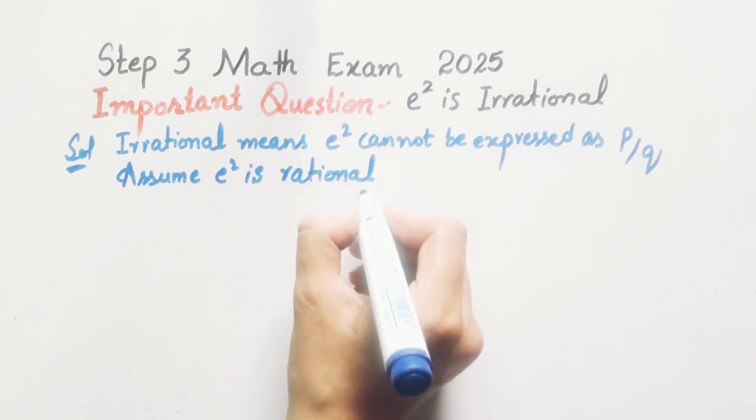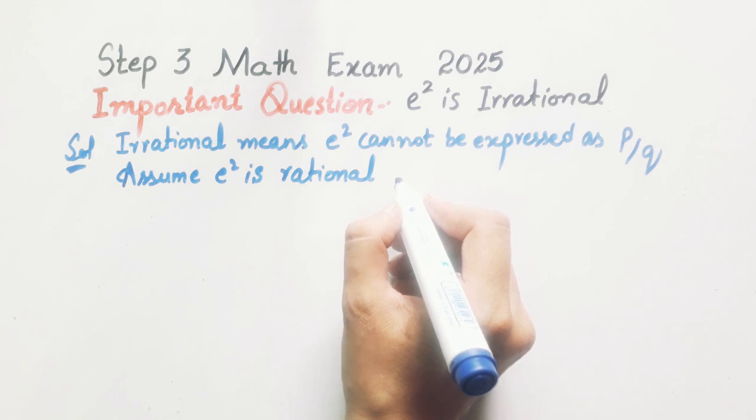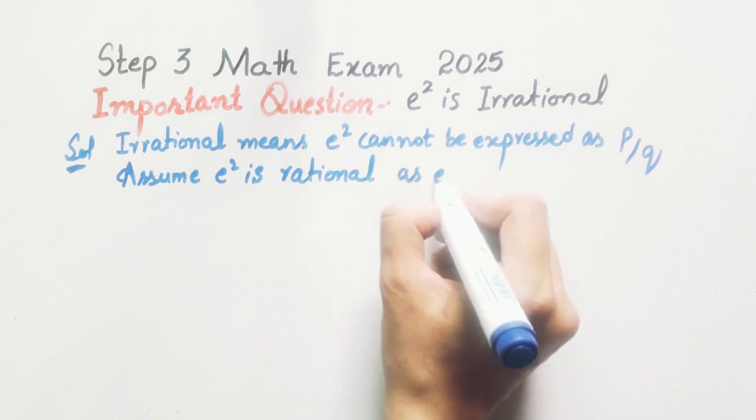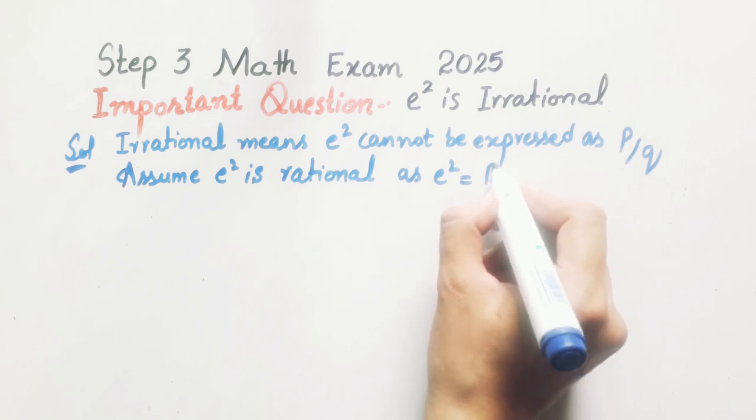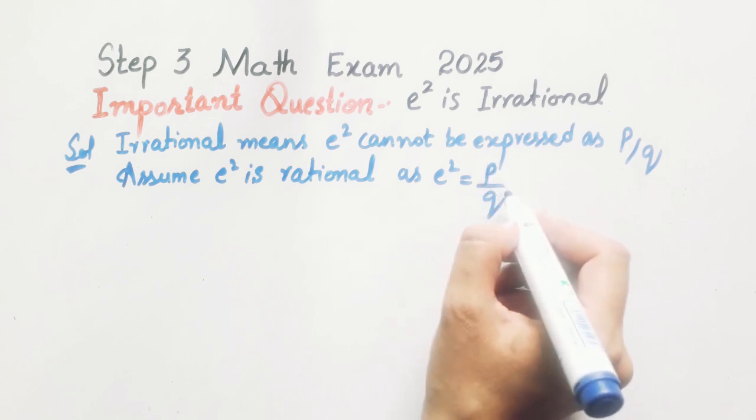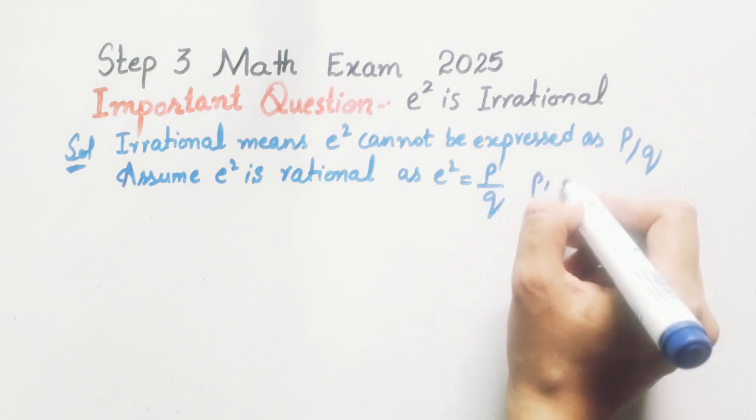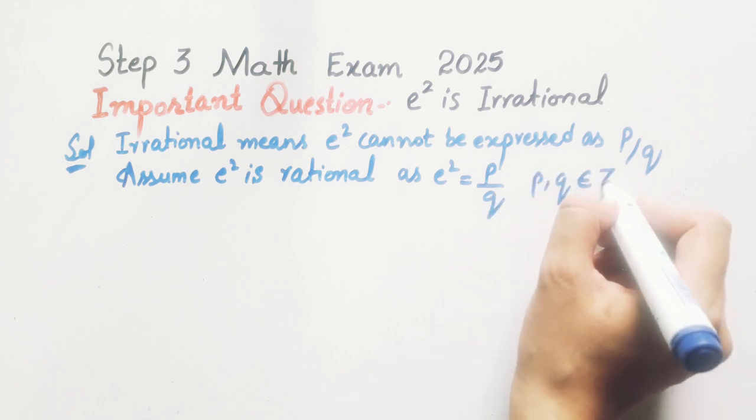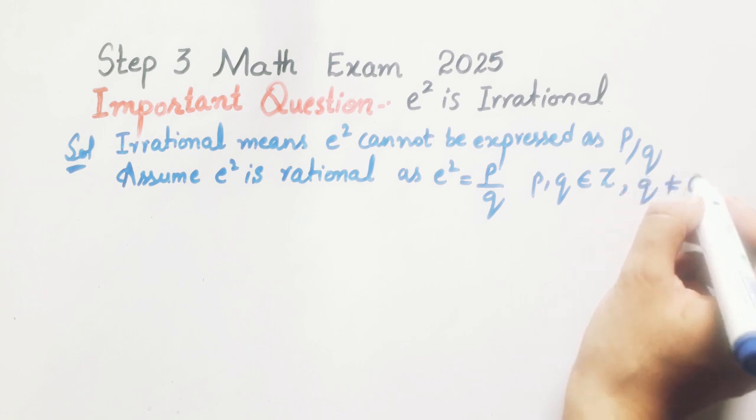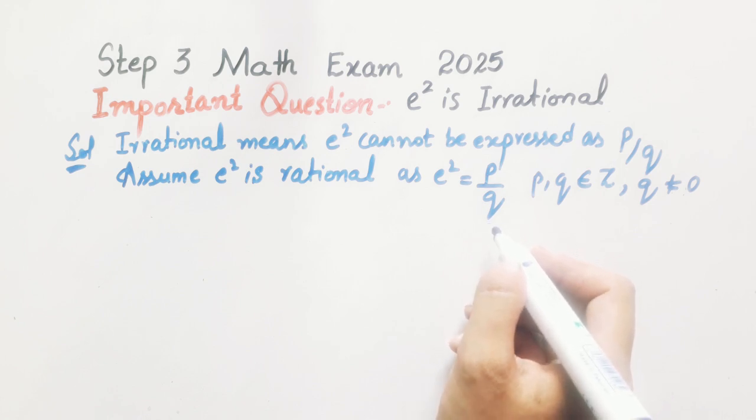We consider that e square is rational. It means that it can be expressed as a fraction, e square is equal to p over q, where p and q are integers and q is not 0. p and q belong to Z, and the condition is that q is not equal to 0, because if q is 0, then this fraction will become undefined.